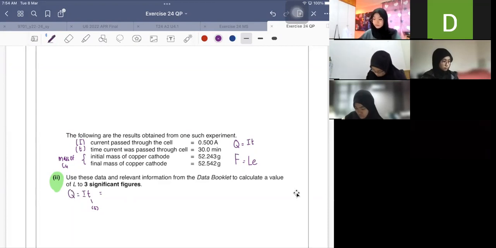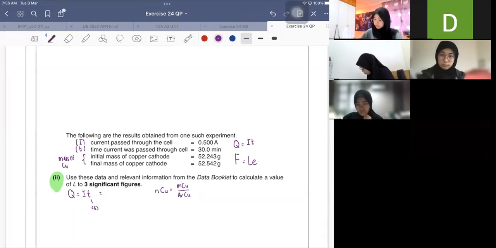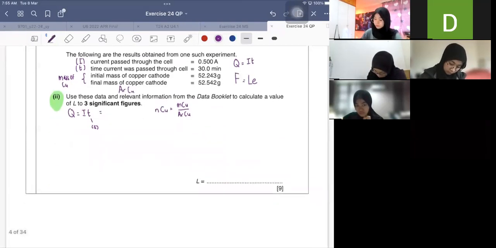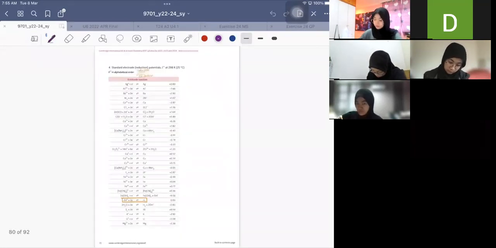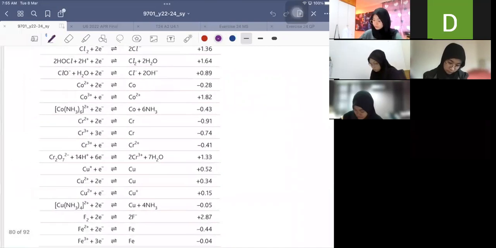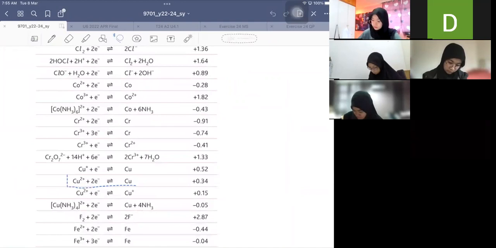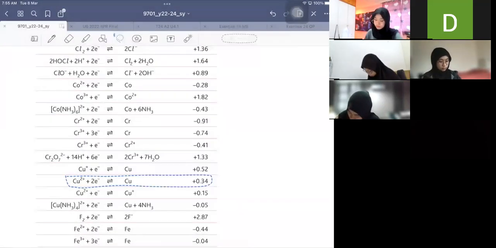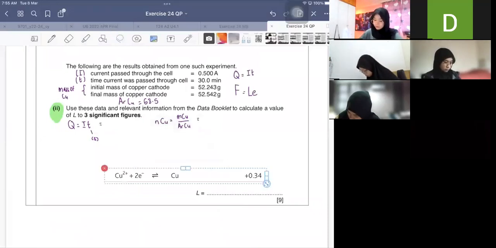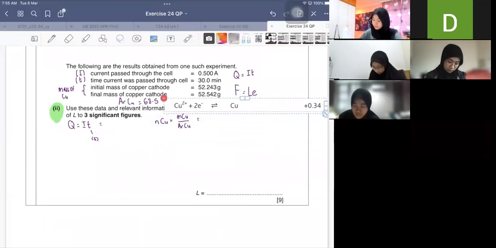Because we also know the mass of copper, we can find the number of moles of copper using mass of copper over Ar of copper. I can tell you that the Ar of copper is 63.5. Another thing that you will need is the half equation for copper, the copper 2 plus half cell. I'll just put it somewhere here, maybe.